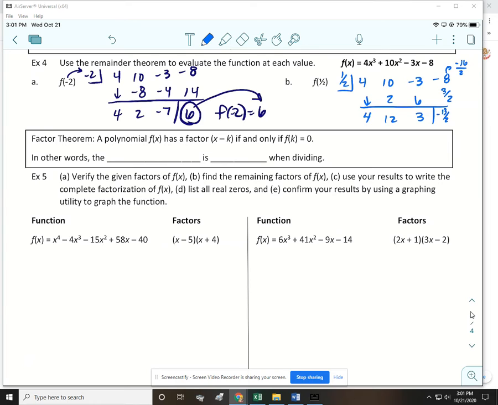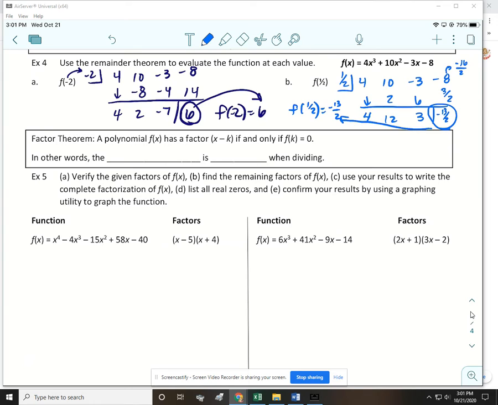All right, so what that means, and I don't have a lot of room, but that means that f of 1/2 is negative 13/2. The remainder is the value of the function when x is 1/2. That's the remainder theorem.